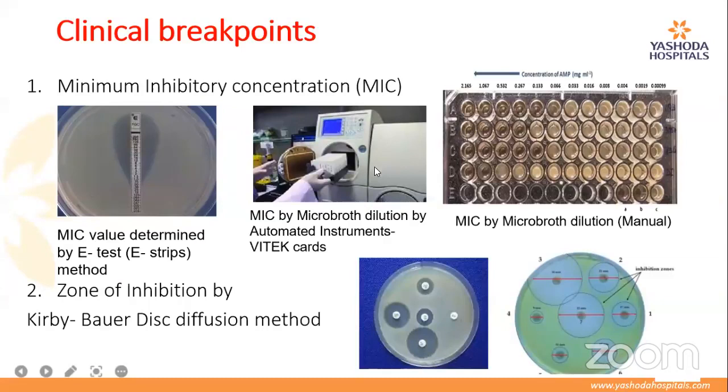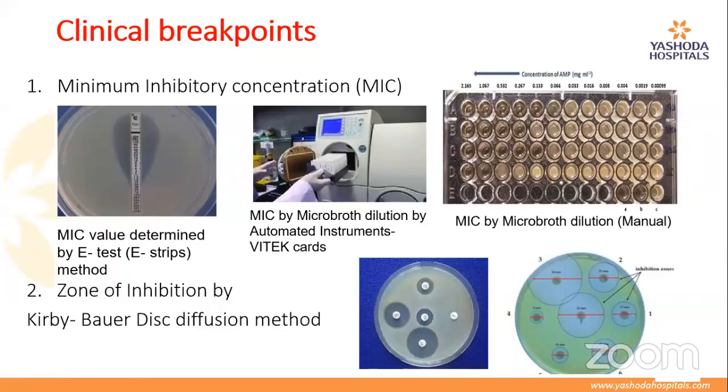Coming to the next, a few terminologies are very important for the interpretation. First is the clinical breakpoints. Clinical breakpoints are discriminatory concentrations of the MIC or the zone diameter used to categorize an organism as susceptible, resistant, or intermediate. And what are the MIC values? MICs are the lowest concentration of an antibiotic which prevents the visible growth of a single isolate.